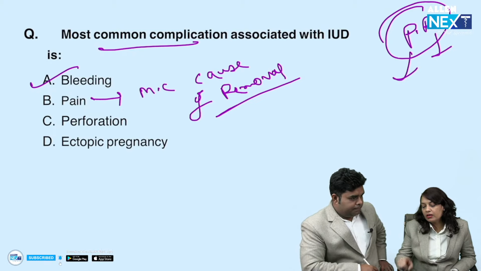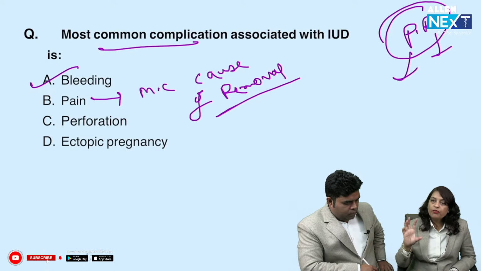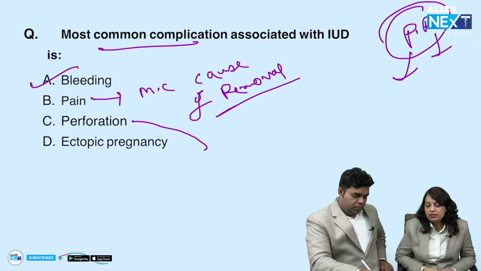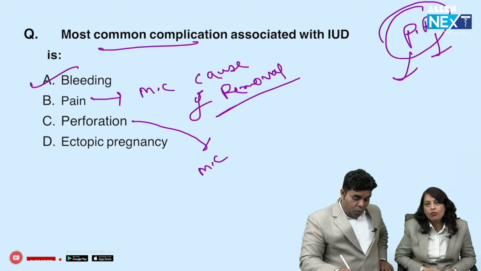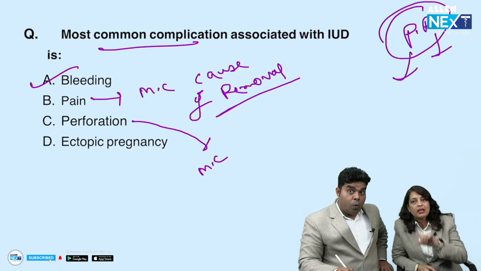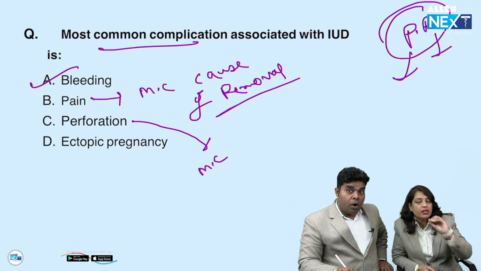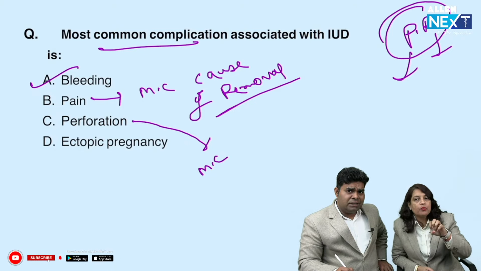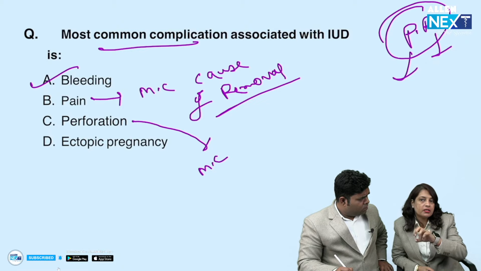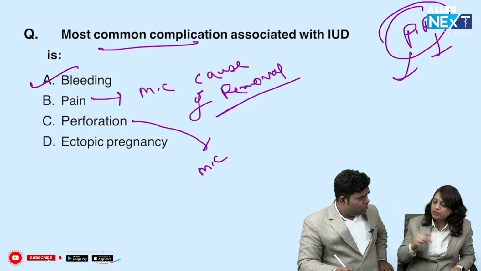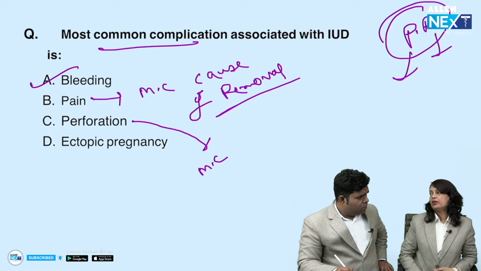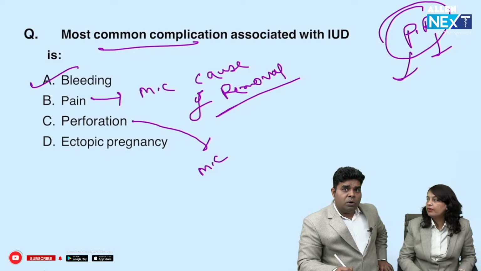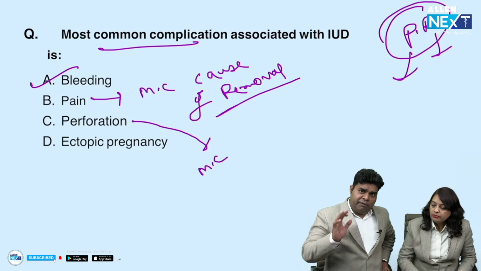One more point here is, if copper-T has perforated the uterus, what is the management? It is always laparoscopy or laparotomy followed by removal, because it releases copper, which attracts the WBCs, leading to adhesions, leading to intestinal obstruction. It should not be left in the peritoneal cavity. If it is perforated, you have to remove it.